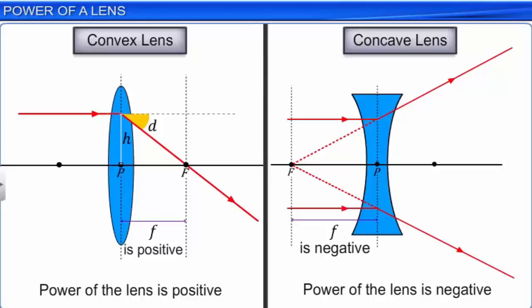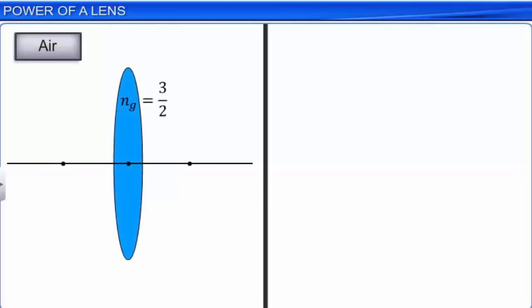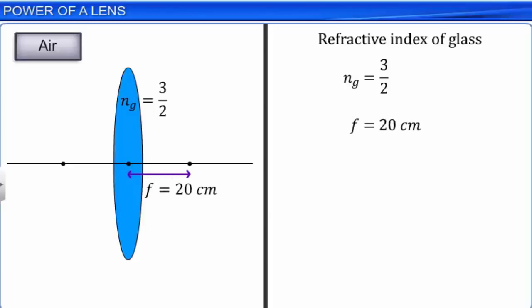It is given that the refractive index of glass, Ng, is equal to 3/2. Focal length of the lens in air, f, is equal to 20 cm or 1/5 meter. According to the lens maker's formula, 1/f is equal to (Ng minus 1) into (1/r1 minus 1/r2). Substituting the values of f and Ng and on further simplification, we get 1/r1 minus 1/r2 is equal to 10 per meter.